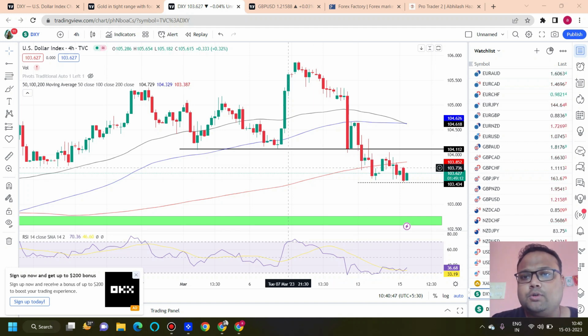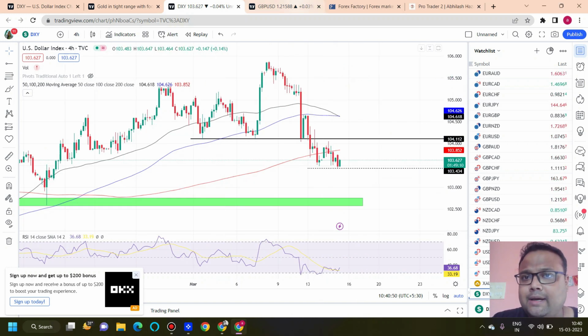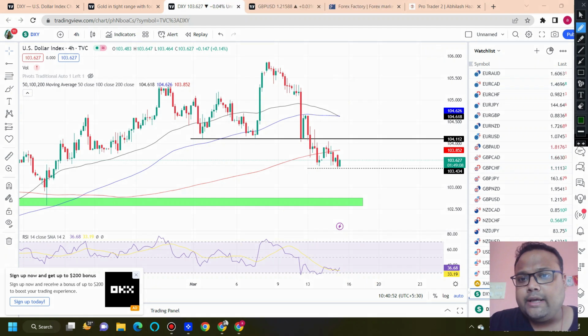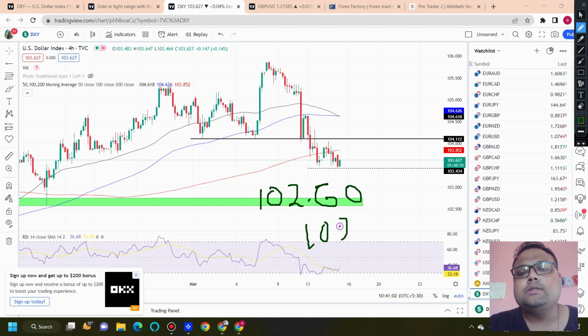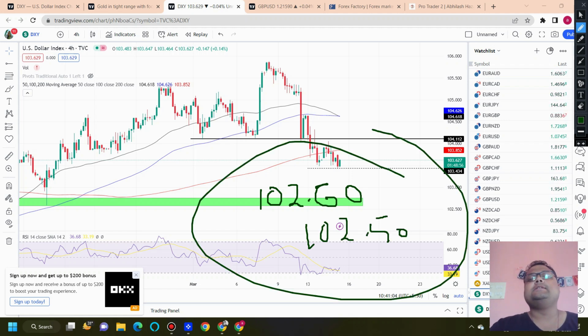So if DXY fails to take support and starts falling again, there's a high chance of DXY breaking this level. Then the next immediate support on the chart of DXY will be around 102.60 to 102.50. This is the immediate support on the chart of DXY if this level fails. Okay, and there's a high chance of market breaking this level and going down.